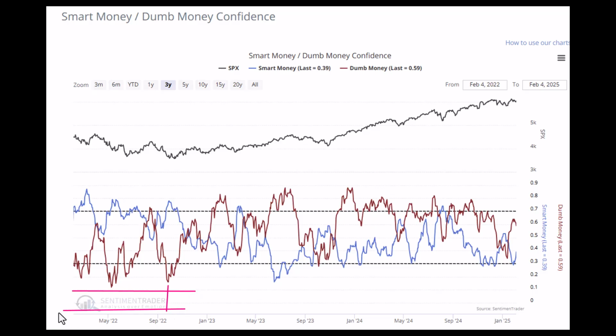This is by Sentiment Trader. This is not me. I have no affiliation with them. Excuse my crude drawing. What we're going to look at here is we don't call this smart. We don't call this dumb. This is institutional. This is retail. Just remember that as we go forward, okay? Because it's going to make a lot more sense.